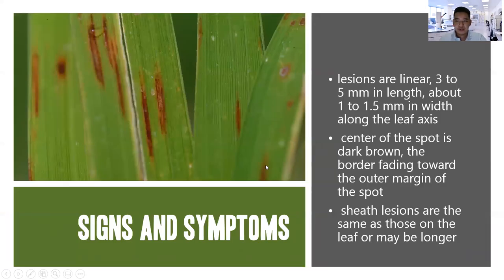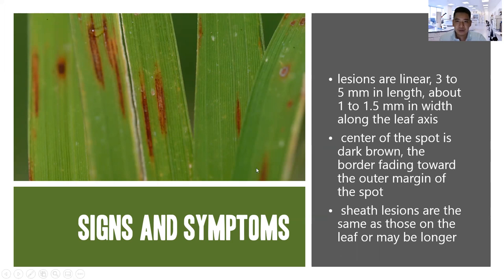The disease usually occurs when our soil is potassium deficient and in areas with temperatures ranging from 25 to 28 degrees Celsius. It appears during the late growth stages of rice, starting from the heading stage. So plants are most susceptible during panicle initiation.